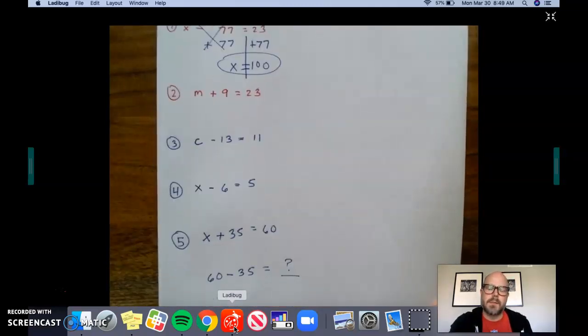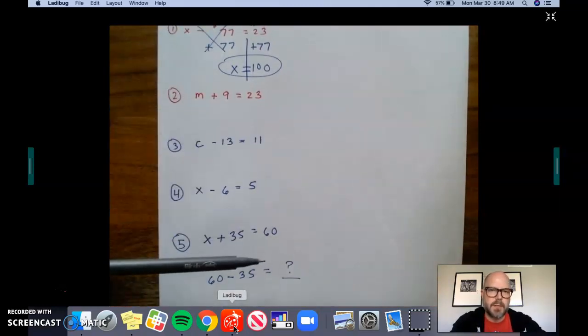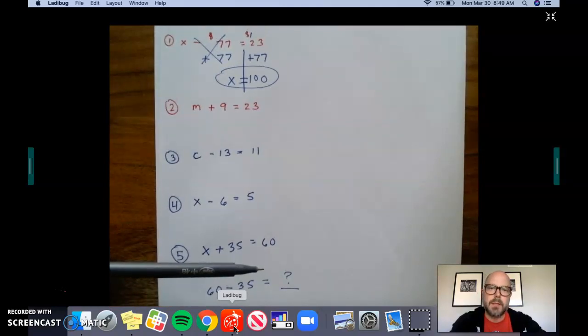So you do the rest, solve for the variable, and then please take a picture of this sheet for me and email it to me so I know that you're done. And don't forget, email me with questions.